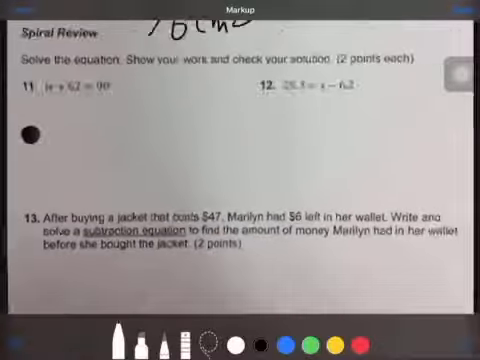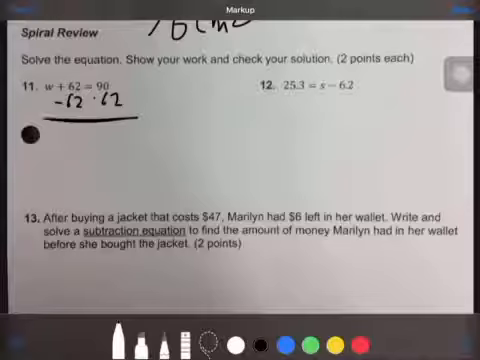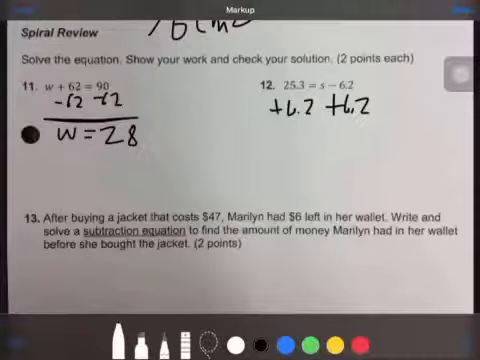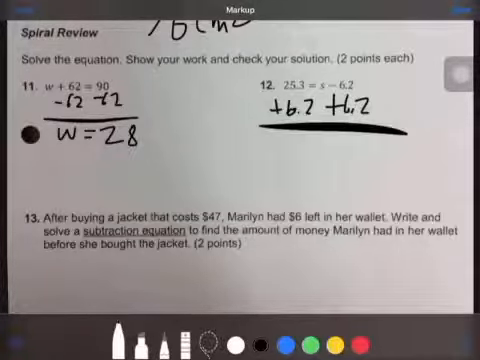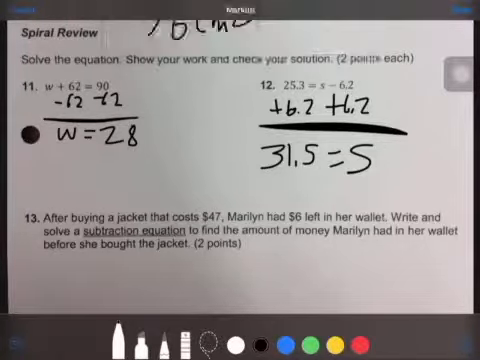Okay, down here on the spiral review with equations, right? In order to get the points, you have to be able to show your work using inverse operations, which means if it's w plus 62, you're writing minus 62 on both sides. Then you get w equals 28. Remember, inverse operations means to do the opposite. So over here, if it's s minus 6.2, I have to write plus 6.2 under both sides. And I get 31.5 equals s.